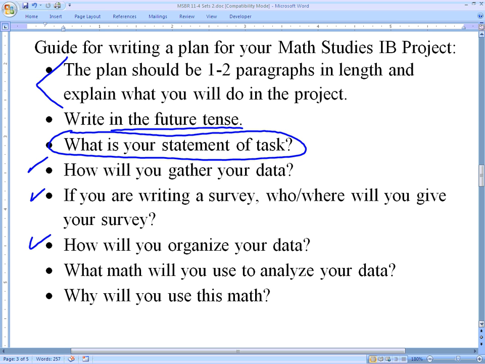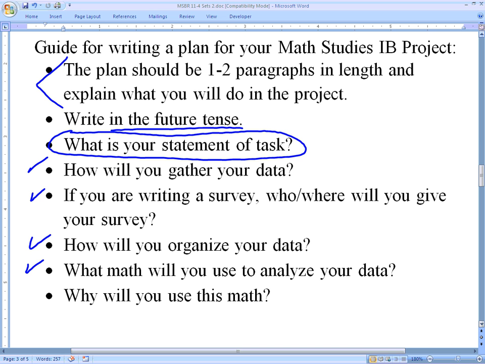And once the data is organized, then we get to start doing the math, arguably the most important part of the whole project. So talk about what mathematics you're going to use to analyze your data. Again, many of us will be using chi-squared. And so we want to say that.